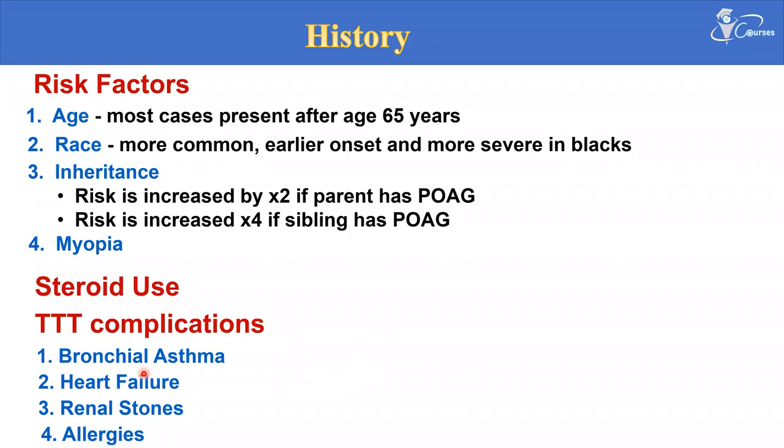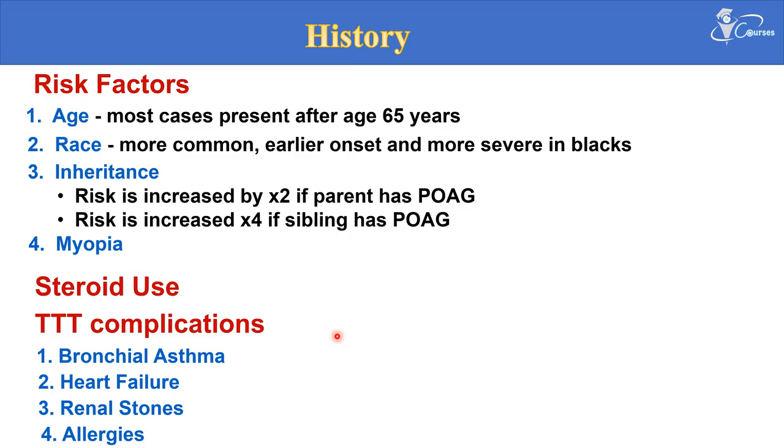Like if a patient has bronchial asthma or heart failure, we shouldn't give them beta blockers. The patients who have renal stones, we shouldn't give them carbonic anhydrase inhibitors. The patients with allergies, like also sulfur allergy, we shouldn't give them carbonic anhydrase inhibitors, and so on. So we need to inquire about complications that could result from anti-glaucomatous treatment.